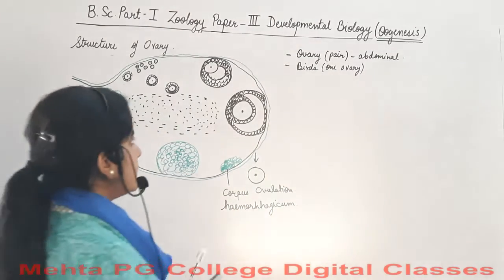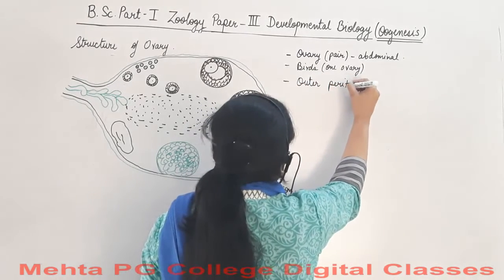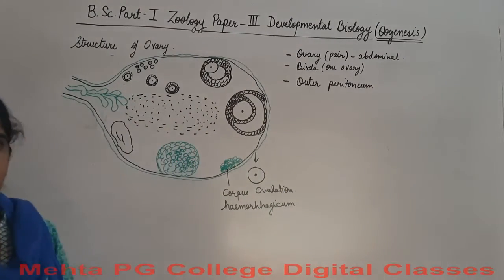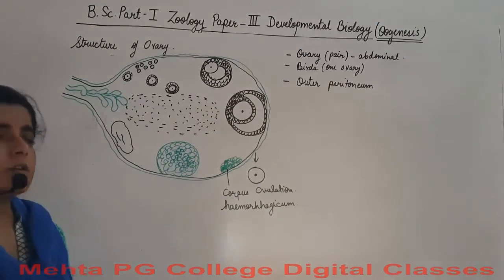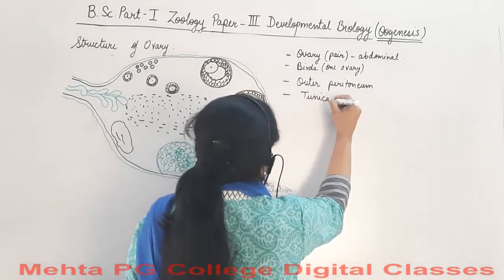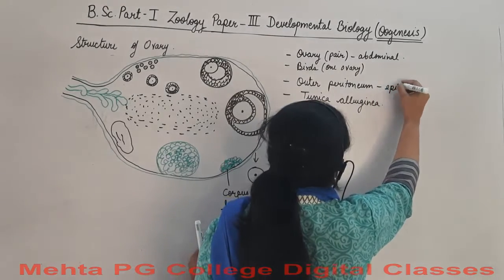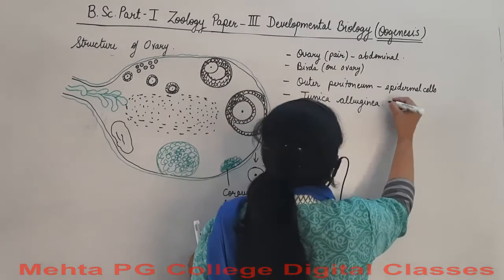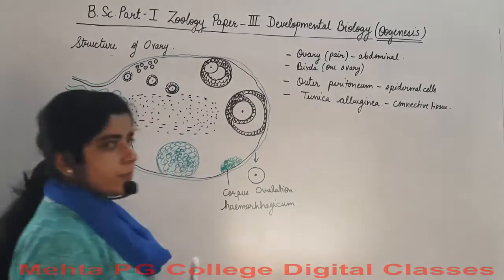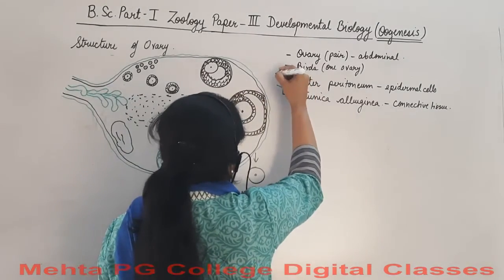The second thing we observe is that the outer layer of the ovary is called the outer peritoneum, or we can say the ovarian capsule is present outside the ovary. The outer layer of the capsule is the outer peritoneum, and just below this lies the tunica albuginea. The outer layer contains epidermal cells, and the tunica albuginea contains connective tissue. Both these structures comprise the capsule part.